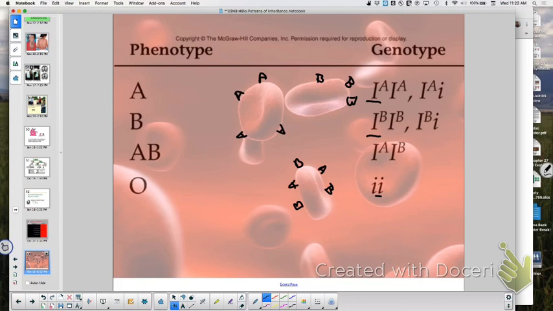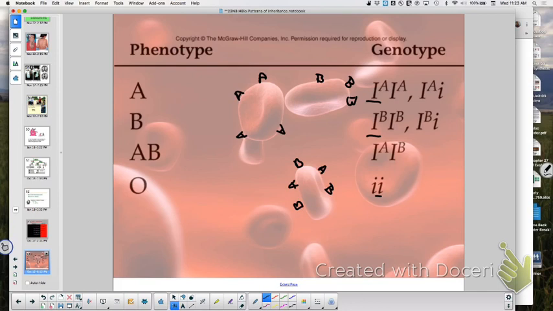Now, as far as who you can give blood to, you can give blood to anybody whose immune system you won't trigger. So a type A person like myself, I can give blood to another type A. And I can give blood to a type AB person, because they're not going to attack my A antigens, because they have A on their blood cells as well. Does that make sense? Okay.